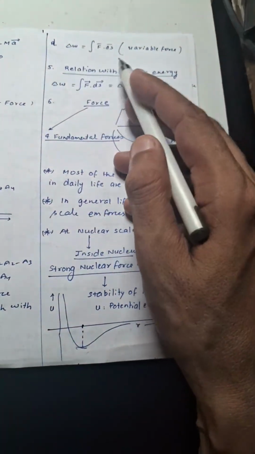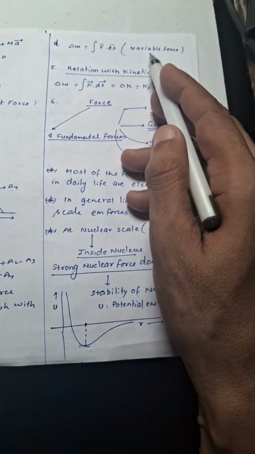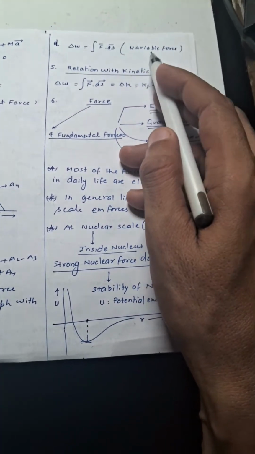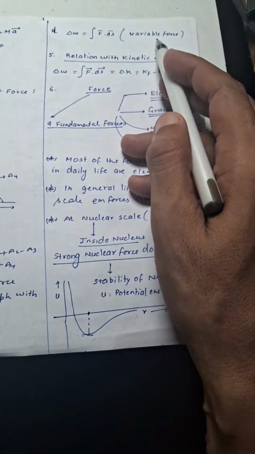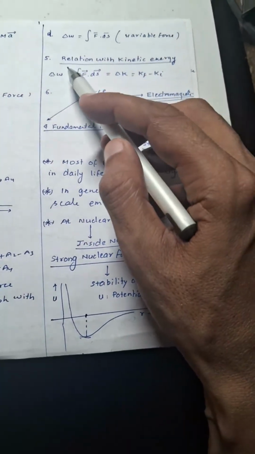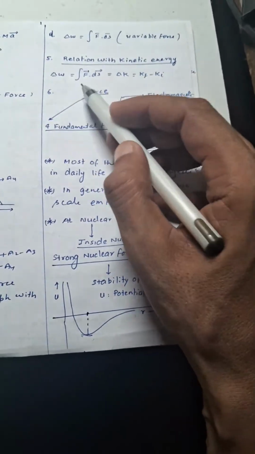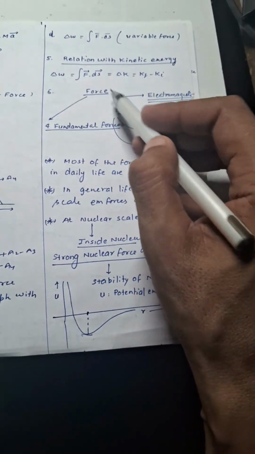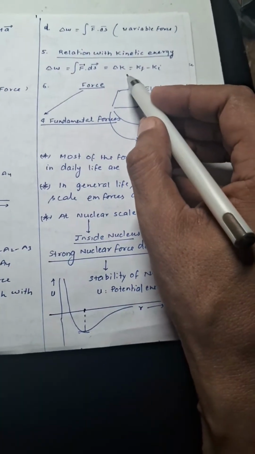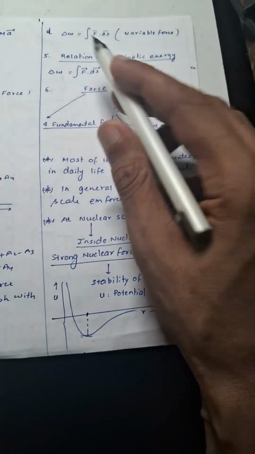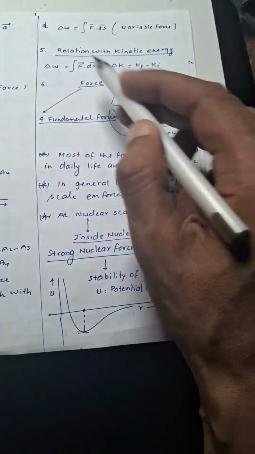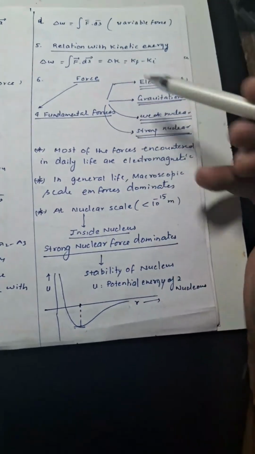There is another concept of work done in the case of variable force, that is the integration of F dot ds for work done by the variable force. Then there is another concept, the relation with kinetic energy. The work done, the integration of F dot ds, is the change in kinetic energy, which is K final minus K initial. So this is how force finds applications in different cases, different concepts, different permutations and combinations.